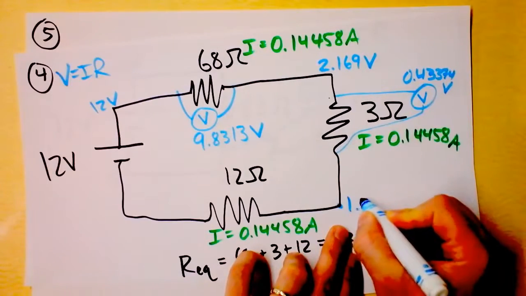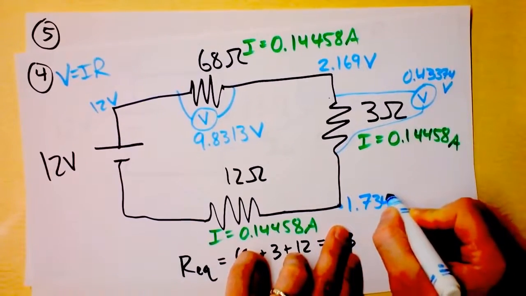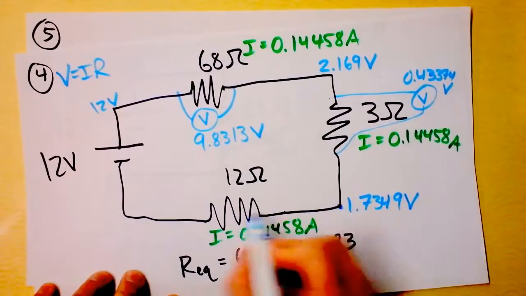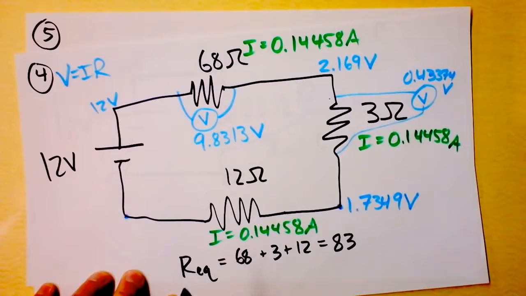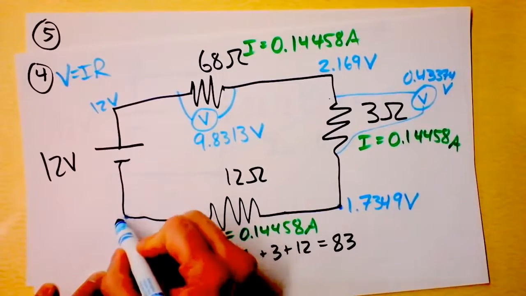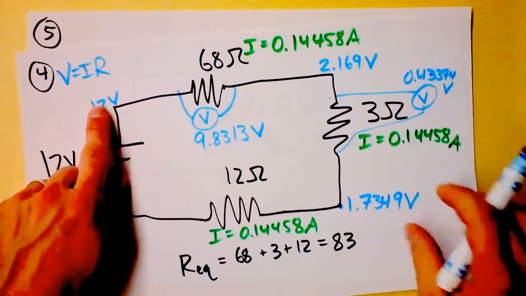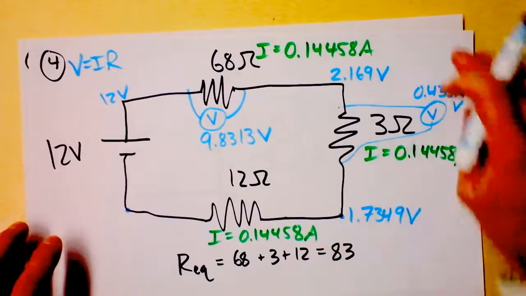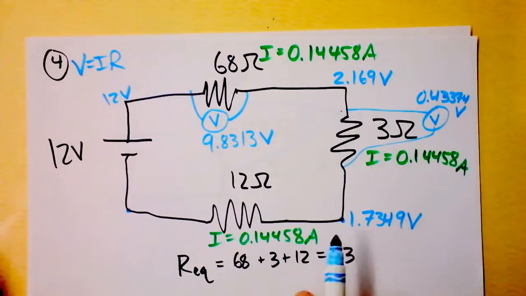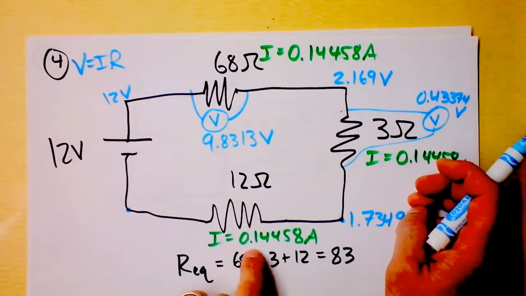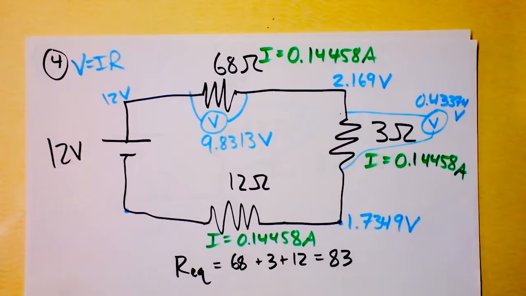This voltage is going to be 1.7349 volts. Now I want to know the voltage drop from here to here, and I hope it's 1.7349 volts, because this has to be 0 if that's 12, because batteries cause a voltage rise, not a voltage drop. So let's see what we get. I'm going to take this resistance and multiply it by this current and see what it is.